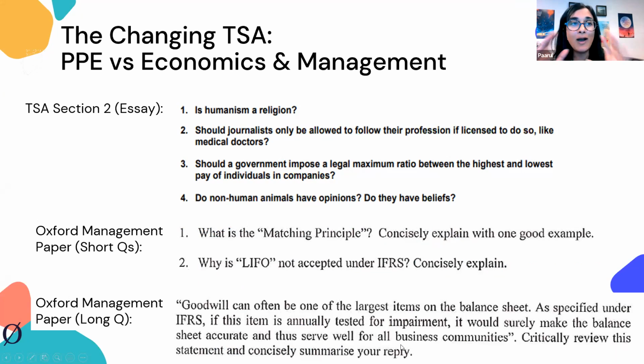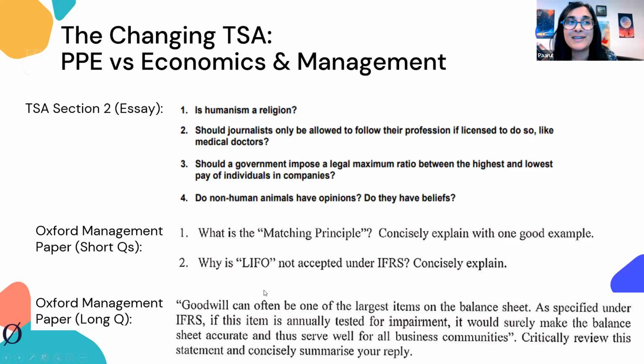So what happened is the TSA is split into two sections, a multiple choice section and an essay section. But for economics and management, 2 years ago, the essay part was removed for economics and management applicants. However, it's still there for PPE. So we believe, our conjecture is, one of those reasons is that these questions don't really reflect that well how an economics and management student is expected to think.